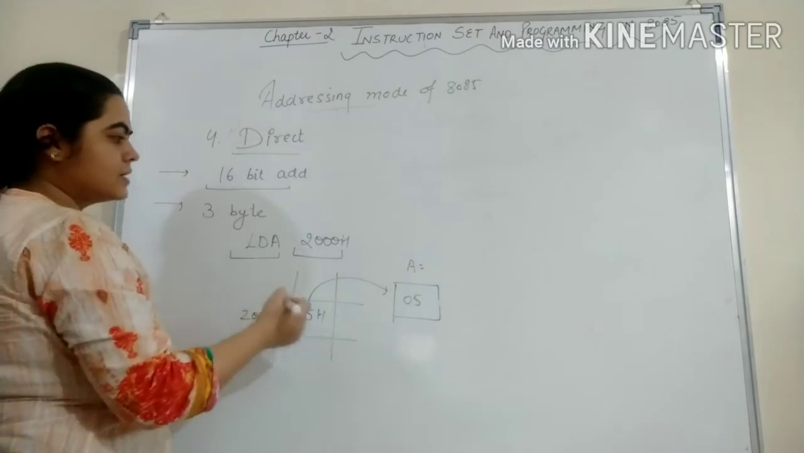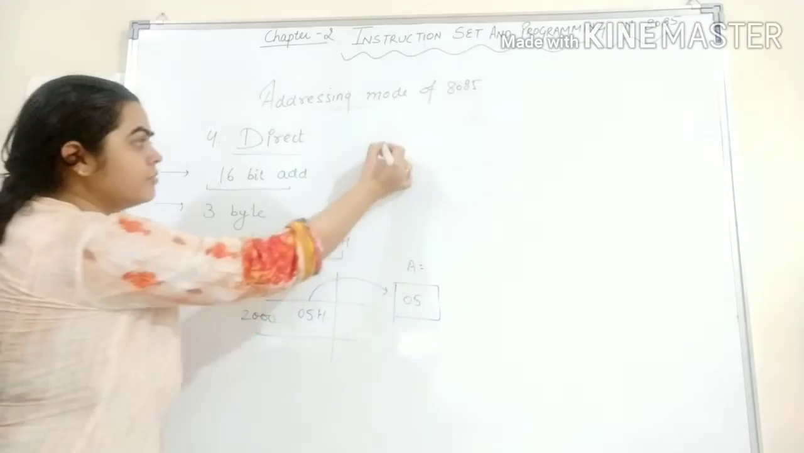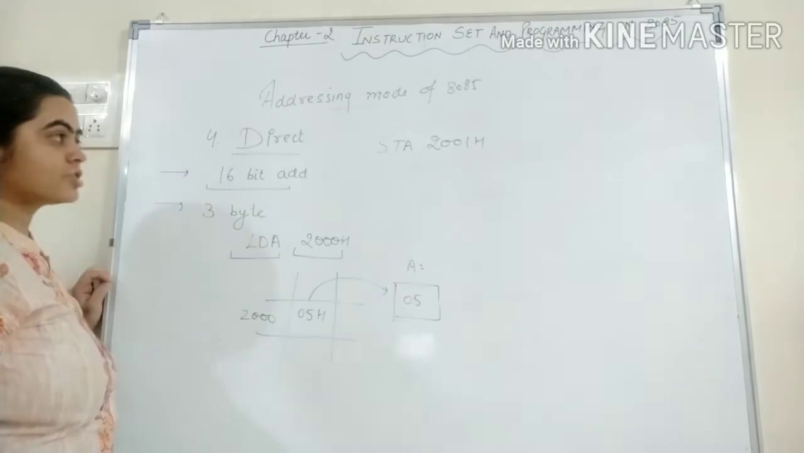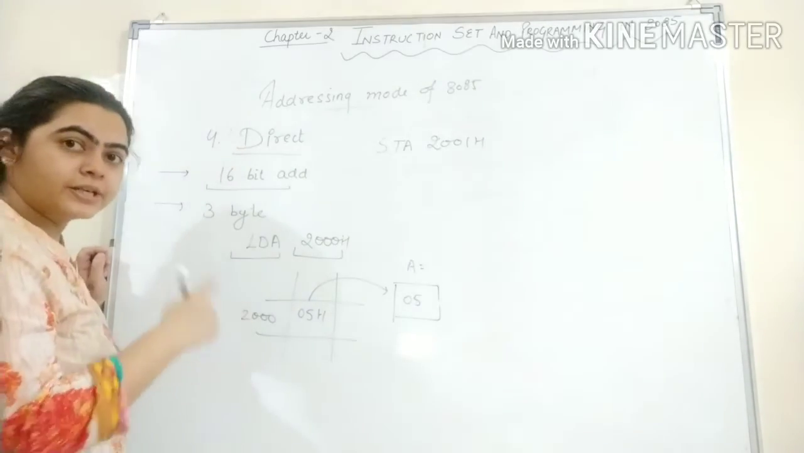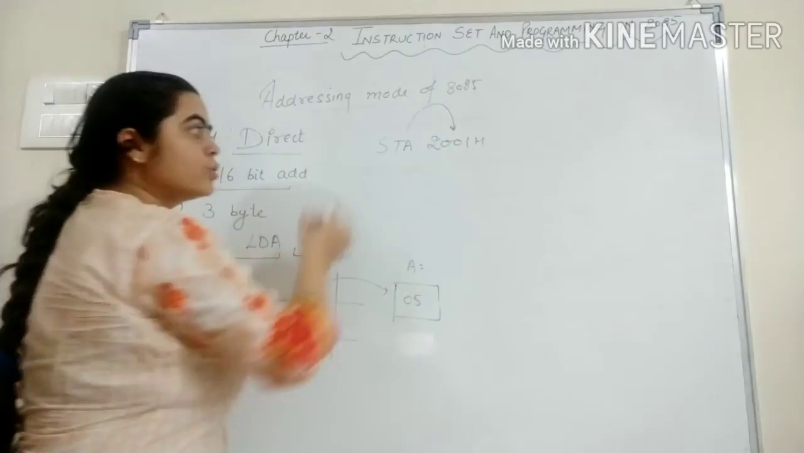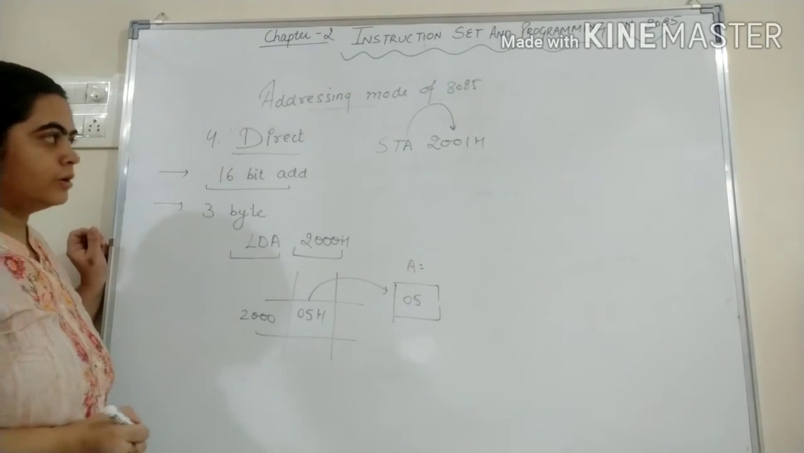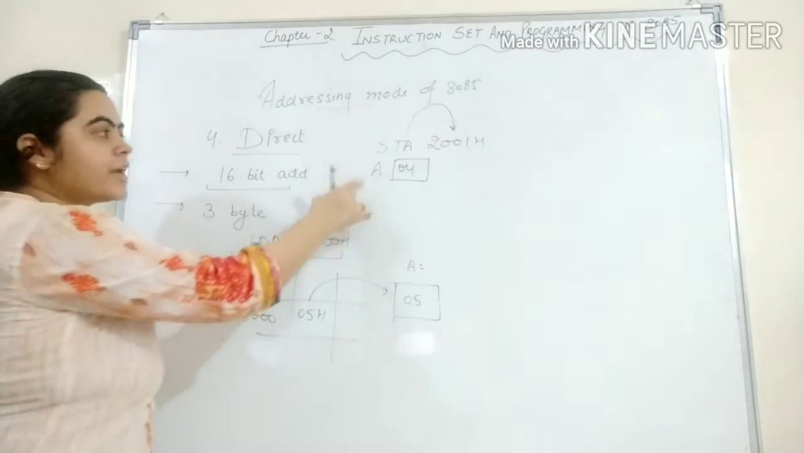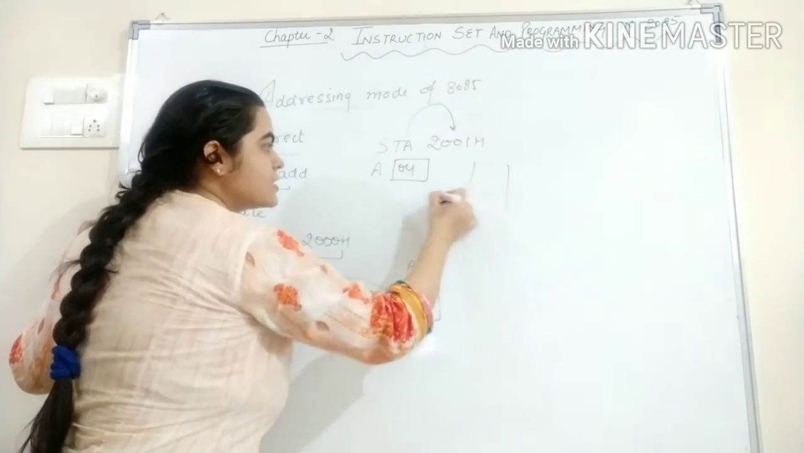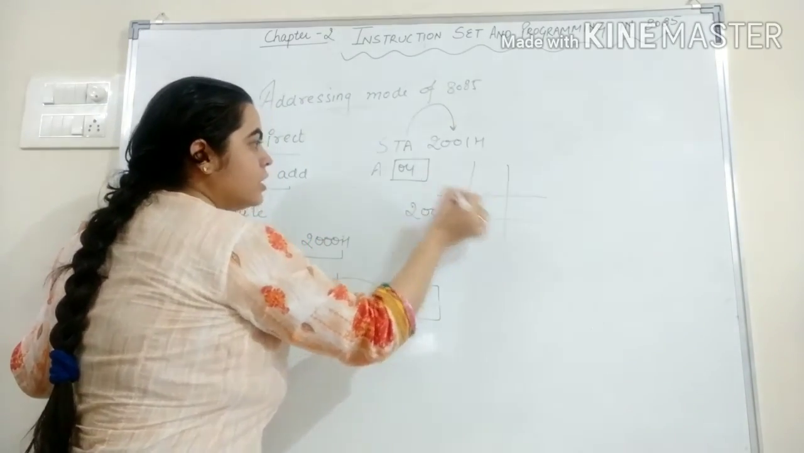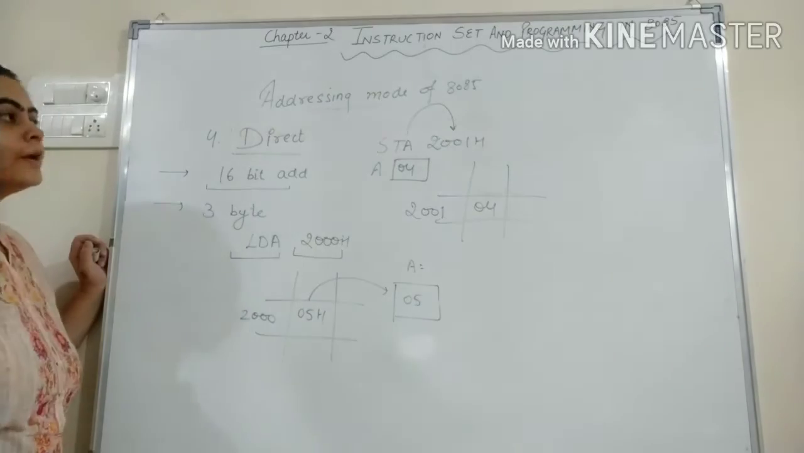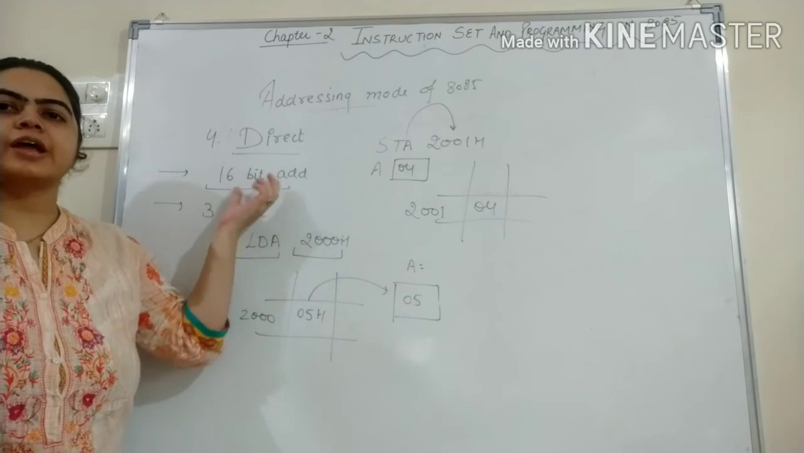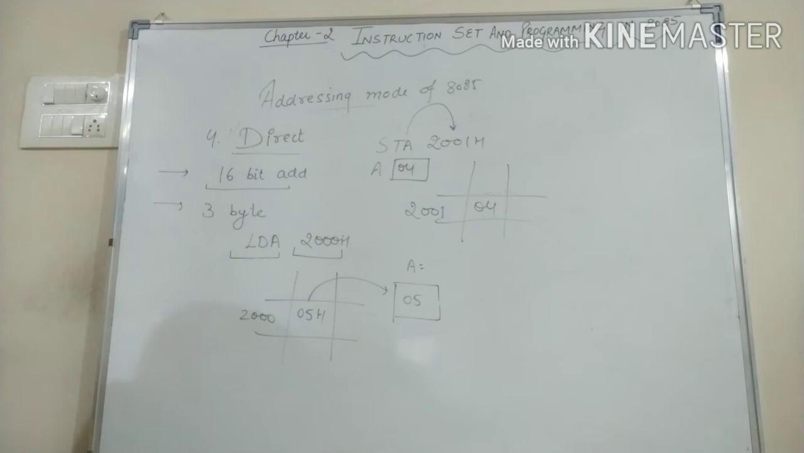For a second example, we have an instruction STA 2001H. This instruction means whatever contents are present in the accumulator will be stored into the memory location 2001. Suppose in the accumulator we have the contents 04. After the execution of this instruction, 04 will be stored at memory location 2001. So if in any instruction an address is given, we can call that instruction a direct addressing mode type of instruction.